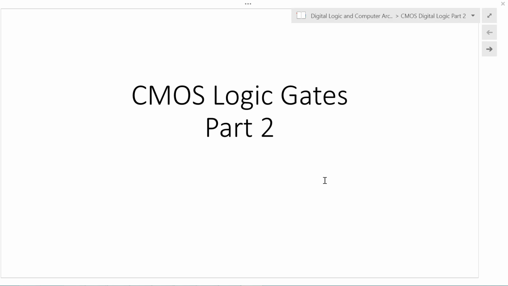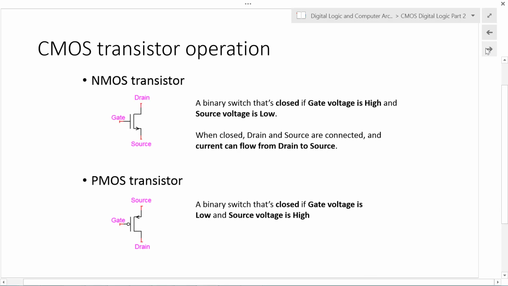This video is going to continue the introduction to CMOS logic gates, and it assumes some knowledge of De Morgan's law and Boolean algebra. So, CMOS transistor operation. To review, we have NMOS transistors and PMOS transistors. For the NMOS transistor, we can think of it as a binary switch that's closed or connected if the gate voltage is high and the source voltage is low.